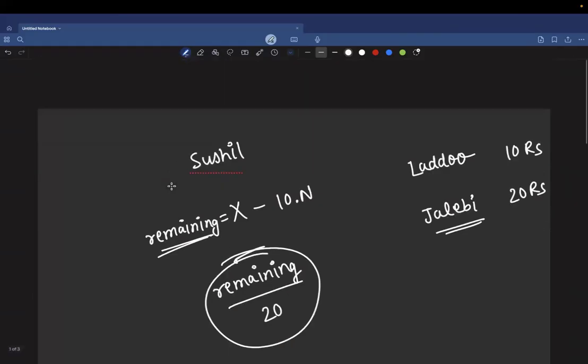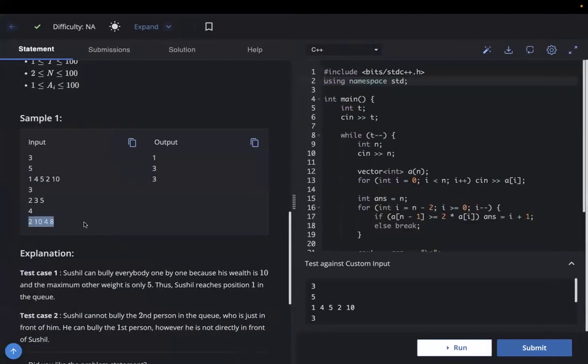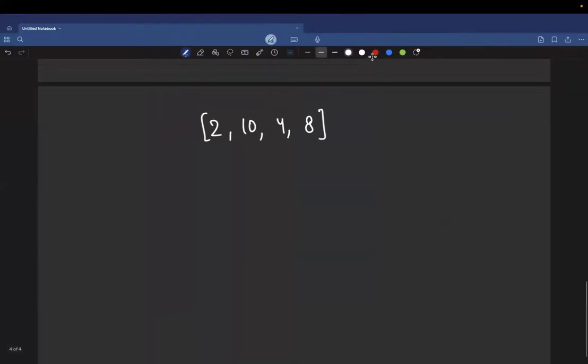I will take up an example to make it completely clear. Let's consider this example itself. 2 10 8 4. So initially Sushil was at this place. What will be the indices right now? According to the problem statement, these indices should be 1, 2, 3, 4. But in our code, the indices will be 0, 1, 2, 3, because we use zero-based indexing.